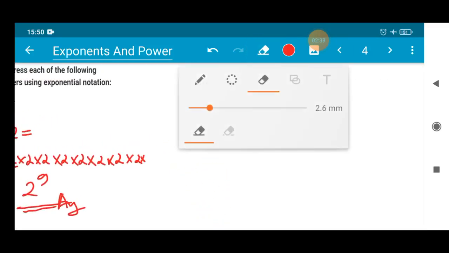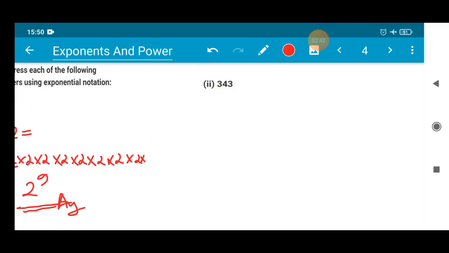Let us write now 343. So you can see 343 cannot be divided by 2, right? So you have to use another prime number, the second smallest prime number, that is 3. 3 ones are 3. So if you calculate this, I don't think 3 is going to give the answer. Even 5 will not give the value. Let us try with 7.